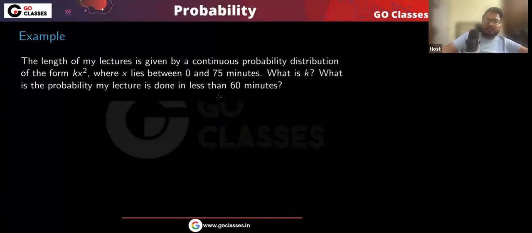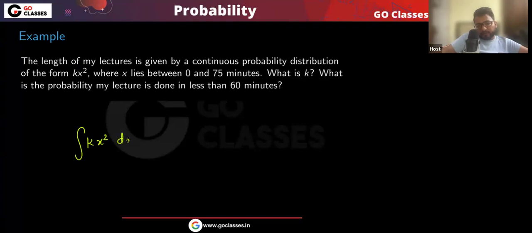Okay, now let's see this. The length of my lectures is given by a continuous probability distribution of the form kx², where x lies from 0 to 75 minutes. So what is k? Can you find the value of k? If this is a valid PDF, then what is the value of k? You need to integrate kx² from 0 to 75, and it should be 1.